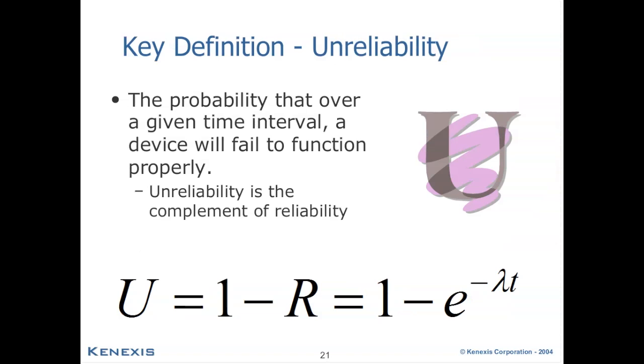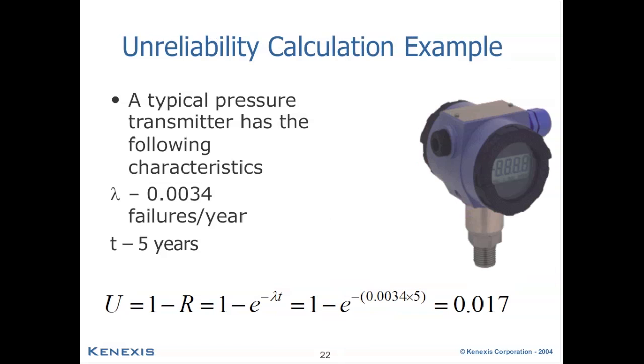Similarly, you have unreliability, and this is the probability that over a given time interval, your device will fail to function properly. As you see from the equation below, it is simply the opposite of reliability: 1 minus R, or 1 minus e to the negative lambda t. Using the same example we had before, where we had 98.3% reliability, to determine the unreliability of the instrument, you would simply take 1 minus that quantity, which would give you 0.017 or 1.7%.